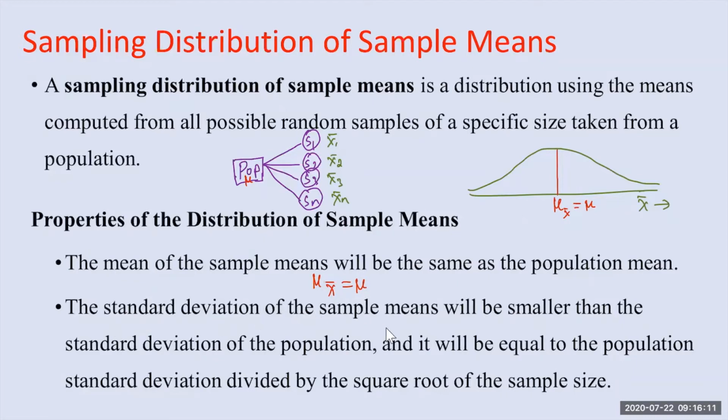The standard deviation, now after the mean, we need the standard deviation. The standard deviation of the sample mean will be smaller than the standard deviation of the population. So if the standard deviation for the population is sigma, the standard deviation for the sampling distribution will be smaller. It will be equal to the population standard deviation divided by the square root of the sample size.